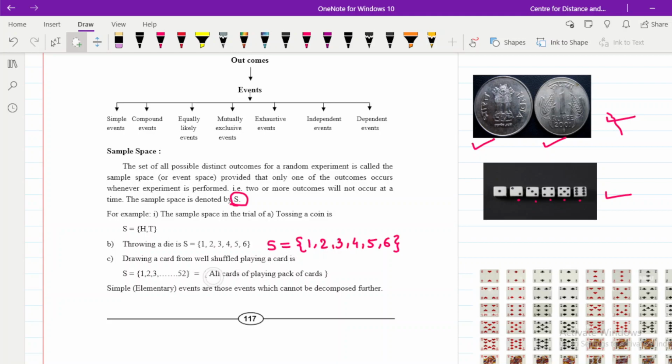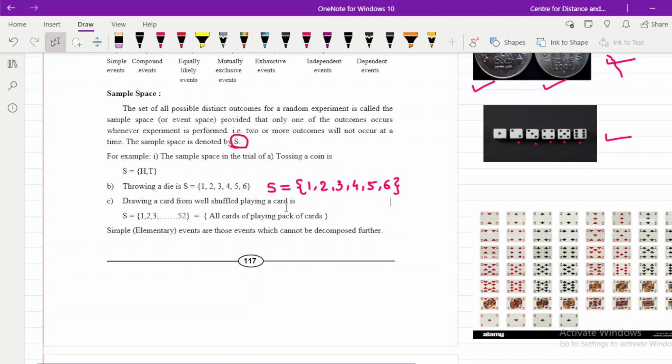Now, drawing a card from a well shuffled pack of playing cards. We know that in a set of cards there are 52 cards. So the sample space for a card is S equal to 1, 2, 3, 4 up to 52. That is, all cards of a playing pack are 52.